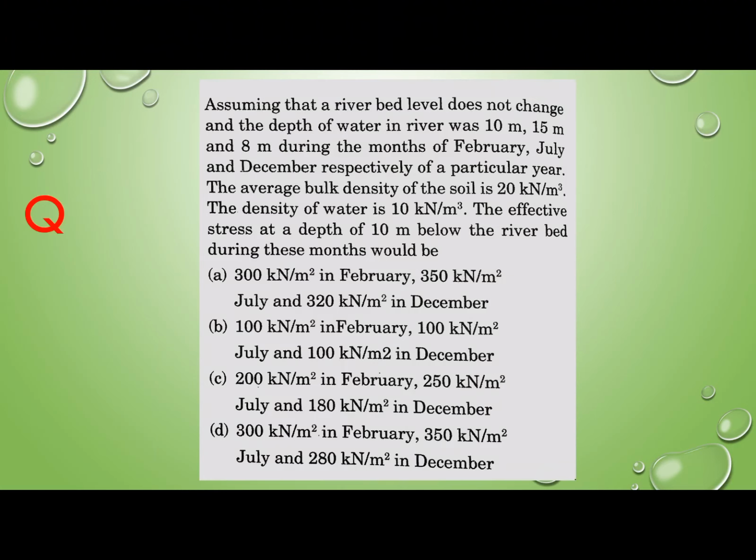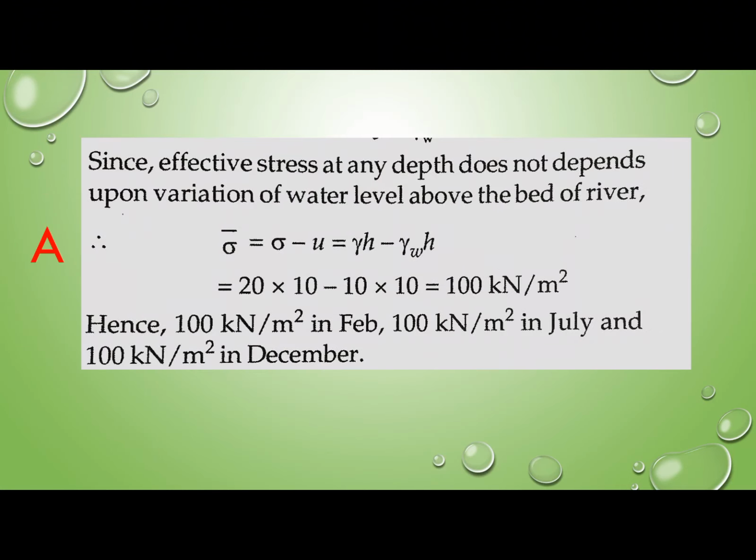So they have given four options, detailed options for each month. So we have to find out the effective stress at a depth of 10 meters below the river bed during these 3 months. So we know the concept: effective stress at any depth does not depend upon the variation of water level above the bed of the river. Remember, effective stress at any depth does not depend upon the variation of water level above the bed of the river.